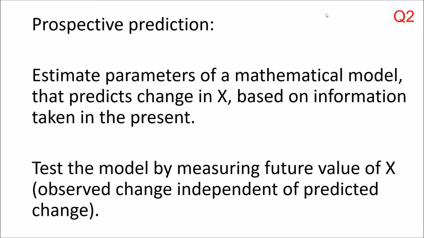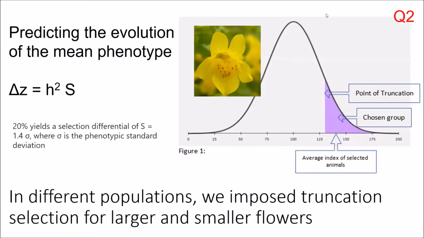You test the model by measuring a future value of this quantity, and the observed change must then be independent of the predicted change. I think this is a useful distinction, even though it seems very basic, because a lot of applications of theory in evolutionary biology actually use the observed response to estimate the parameters of the model. And this helps you oftentimes to get a reasonable fit between predicted and observed. I should emphasize that I'm a quantitative geneticist, and prospective prediction is really not that big a deal in quantitative genetics. It's considered kind of an ordinary thing.